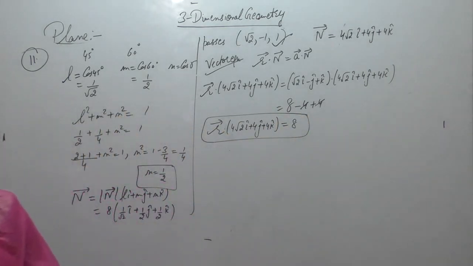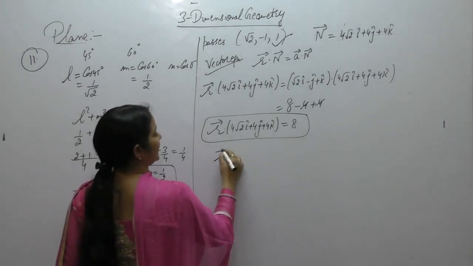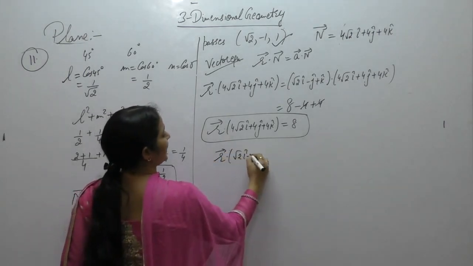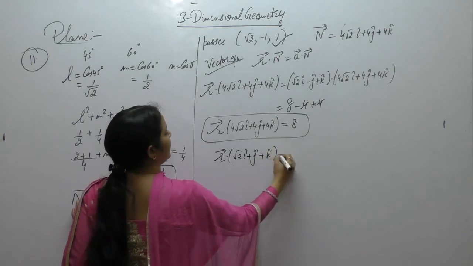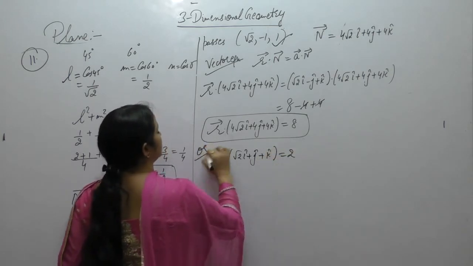Vector equation of the plane. Or we can take 4 common from here, then we get square root of 2 into 2i plus j plus k is equal to 2.